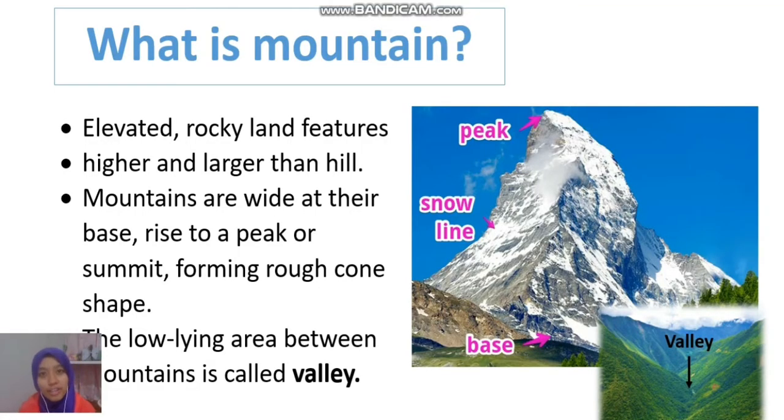Okay, first of all, what is a mountain? A mountain is an elevated rocky land feature. We can find these features at the lithosphere. The mountain is higher and larger than hills. Mountains are wide at their base and rise to a peak or summit, and the low-lying area between two mountains, we call it a valley.